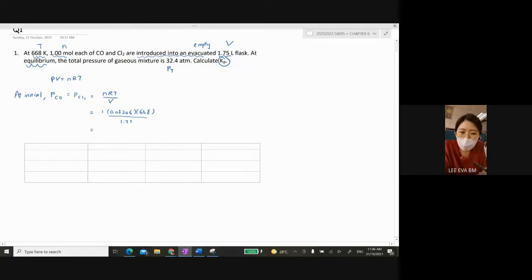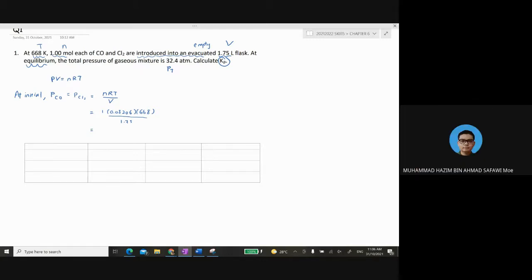I want to make sure everyone can follow until this part. Basically, at initial we directly calculate for both carbon monoxide and the chlorine, using PV = nRT. We're just extracting the information because we want to use partial pressure inside the ICE table. Is everyone good with PV = nRT?